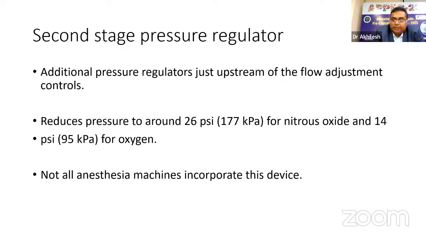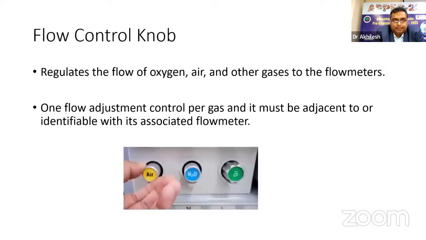Anything distal to something is downstream, after that, down to that. And anything proximal to that thing is upstream. So the second stage pressure regulators are upstream. They are before the flow adjustment controls. And they reduce the pressure to around 26 psig for nitrous oxide and 14 psig for oxygen. And not all anesthesia machines have this device.